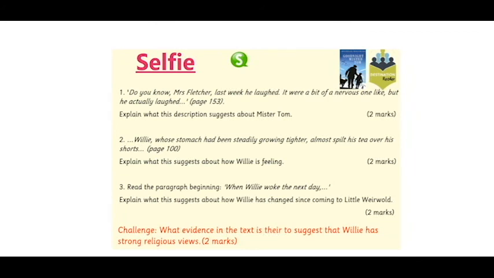You might want to use point, evidence, and explain. So explain how the quote that you've used is linked to your point and how it supports it. You can either do this on a piece of paper and take a photo and upload it, or you can use the notepad tool. Good luck!